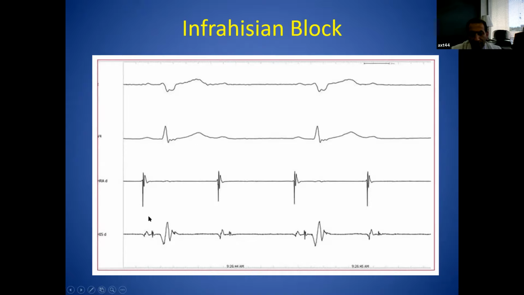Now look here. So you have an A, a His, and a V, an A, a His, and no V. So that means that you got through the AV node, you got to the bundle of His, and then you blocked. So we call that infrahisian block, and that has a worse prognosis than if you had A, no His, no V. That would mean blocking the AV node, and that's what you see with Mobitz type 1. That's more physiologic, meaning that most people have a Wenckebach periodicity. You block at some point. It's just a matter of when you block, and if the block is in the AV node or below.